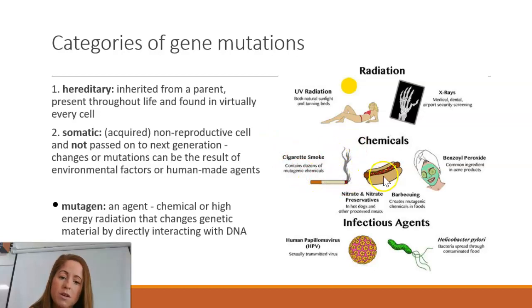So something else to think about. Cigarette smoke, usually nitrates in preservatives, benzoyl peroxide, which is sometimes found in acne products. The HPV virus is an example of something that causes mutations. And then also this Helicobacter pylori bacteria, which can be found in contaminated food, can also cause mutations.